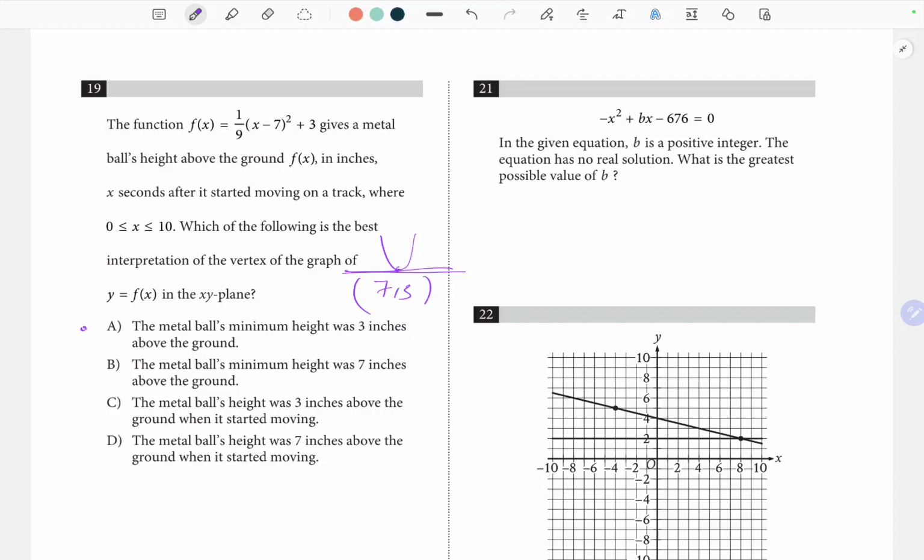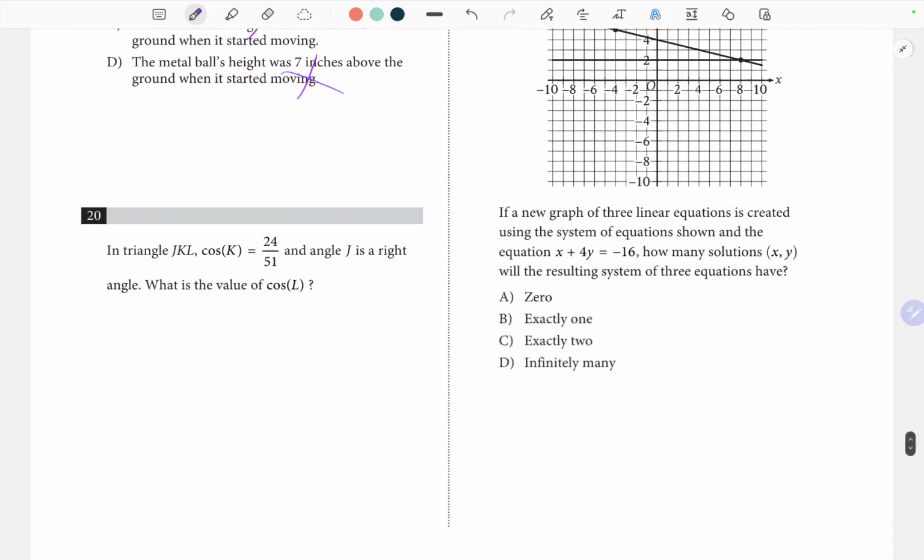Okay, it looks right, but I cannot conclude right now. Is it the best one or not? I should check others. The metal ball's minimum height 7? No, it is at 7 seconds. So B is definitely not. The metal ball's height was 3 inches above the ground when it started moving. No, not started, because it might have started from here, right? So this is also not possible. The metal ball's height was 7 inches above. Oh, then A is the right one. Minimum height, right? So minimum height should be 3. So it's 19. Then 20.